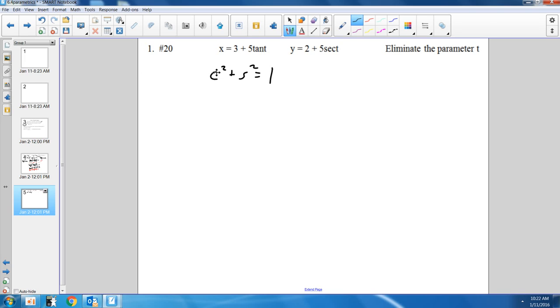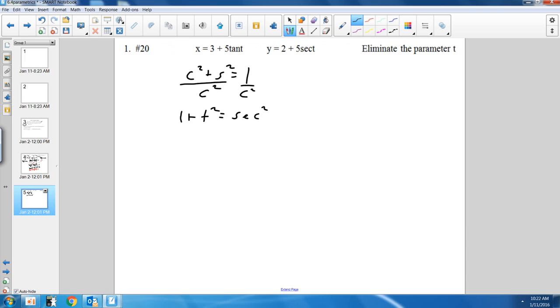And I want a tangent. How do I get a tangent? I'm going to take sine over cosine. So I'm going to divide both sides by cosine squared. This becomes 1 plus tangent squared equals secant squared. And there's my identity that I want to use.